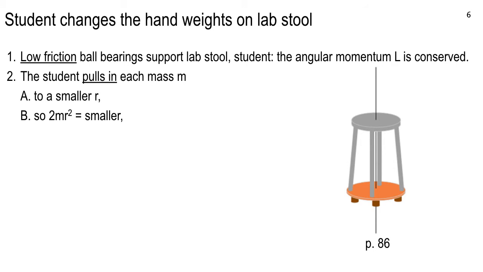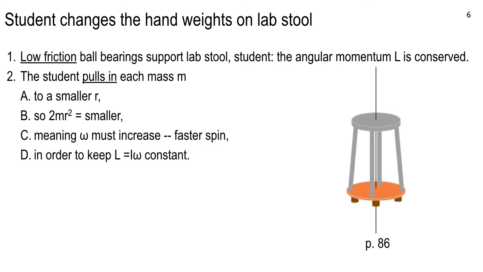Now, the reason for that: the moment of inertia of the hand weights changed. Her moment of inertia changed a little bit because her arms came in, but most of her moment of inertia is in her body. That's where most of your mass is. But the thing that did change are the two hand weights. So we're talking about the change in the moment of inertia. 2mr squared is smaller because r is smaller. And since the moment of inertia is smaller, the omega, the angular velocity, has to increase. So she gets a faster spin, and that's in order to keep the angular momentum constant.